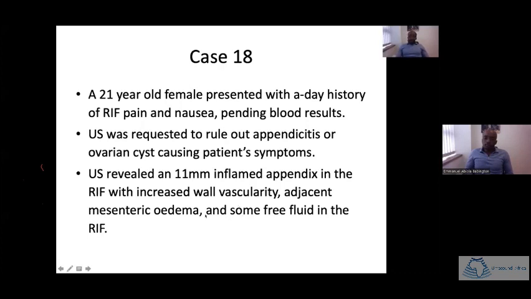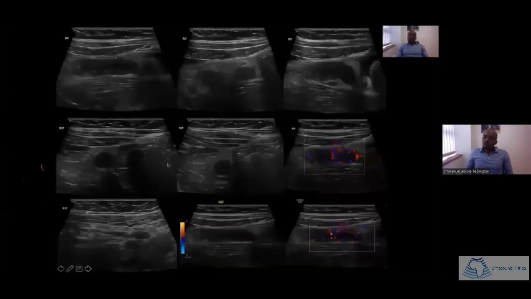With increased wall vascularity, and at the time there was edema and some free fluid in the right iliac fossa. So over here, we can see the inflamed appendix with some mesenteric edema wrapping around the appendix. In some cases, when the appendix is a bit curved, it appears like two transverse views of the appendix, but that's the angle of inflammation.